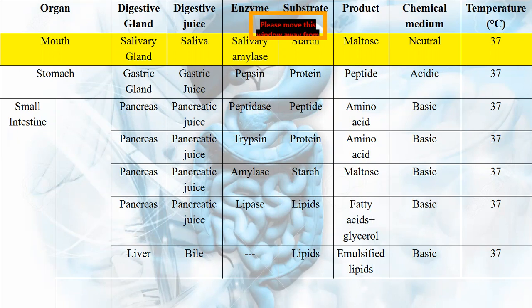So first, inside the mouth, what do we have? Which digestive gland do we have? We have the salivary gland. The salivary glands secrete a juice called saliva.